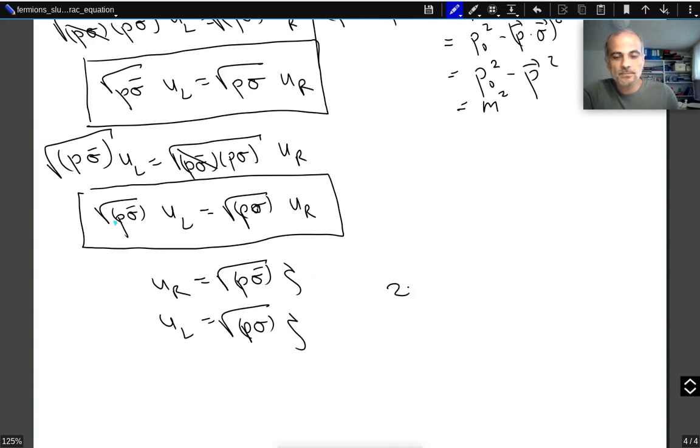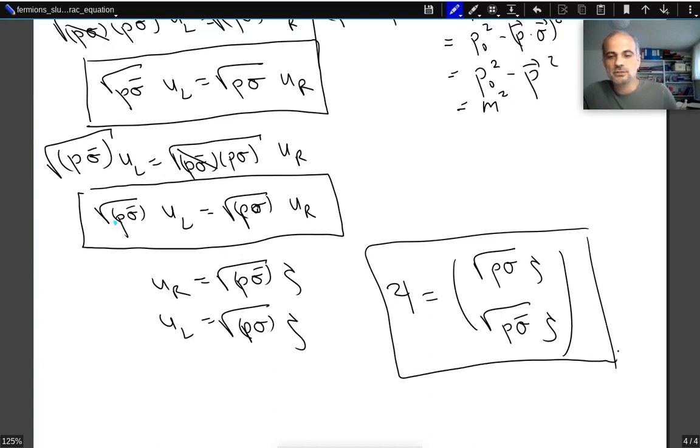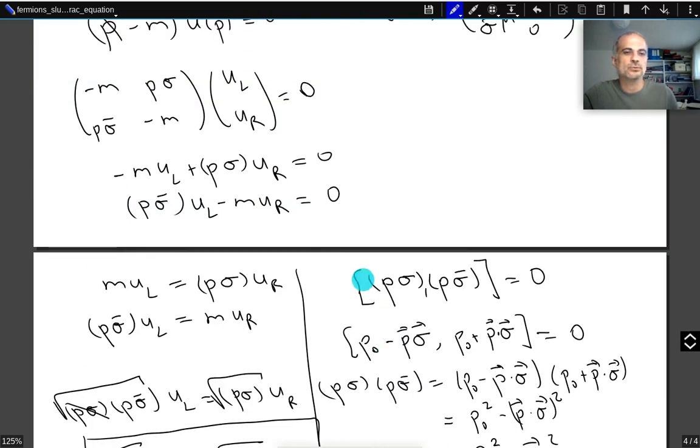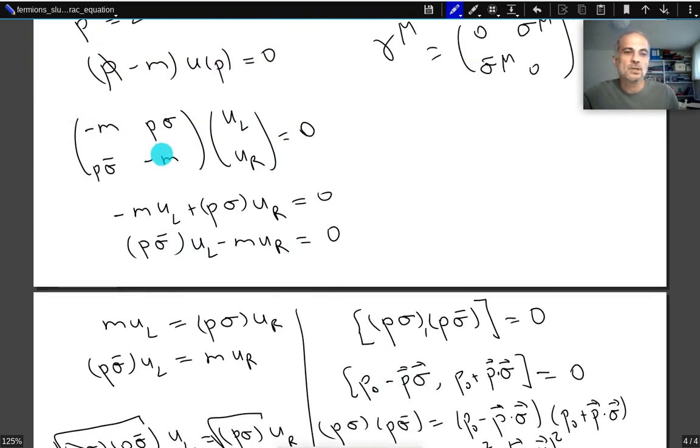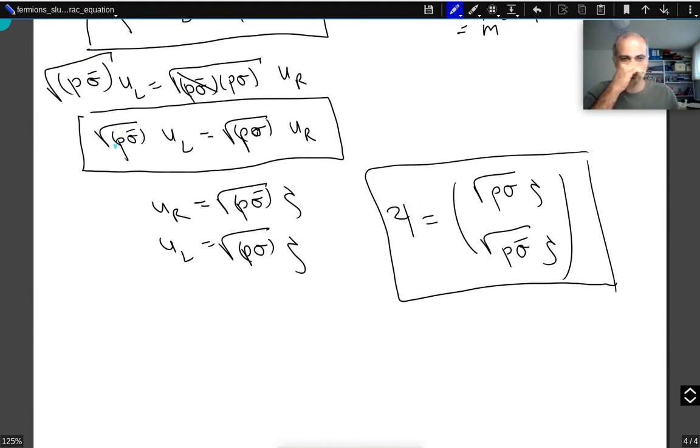So psi can be written as square root of p·sigma Xi and square root of p·sigma bar Xi. So this is the general solution. Now you see, Xi can take two independent values, so we have two independent solutions. Well, this is a 4x4 matrix equation that we are solving, but we obtain only two equations. But keep in mind that we are looking at the case when p0 is equal to E. We are looking at the positive energy solution. Now let's continue further. This is u, not psi. I had used the notation u of p.